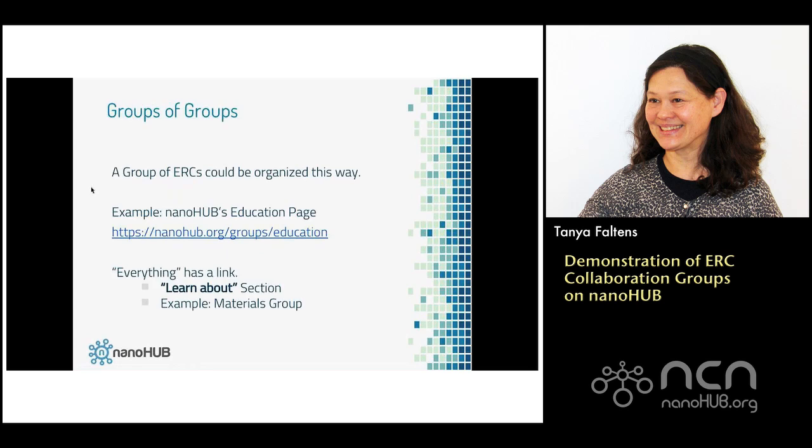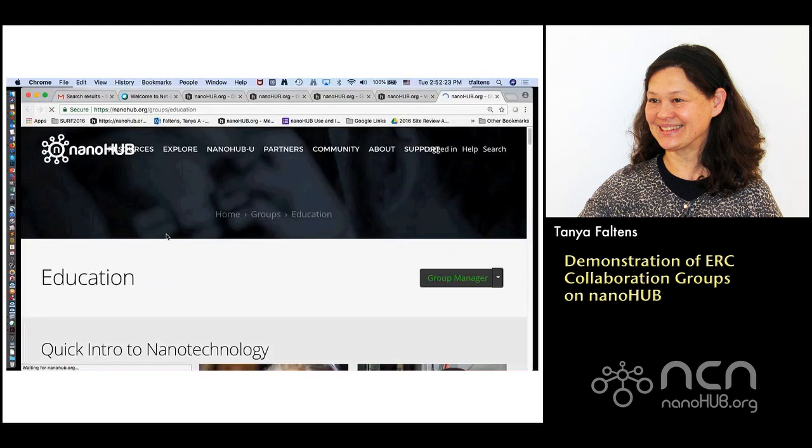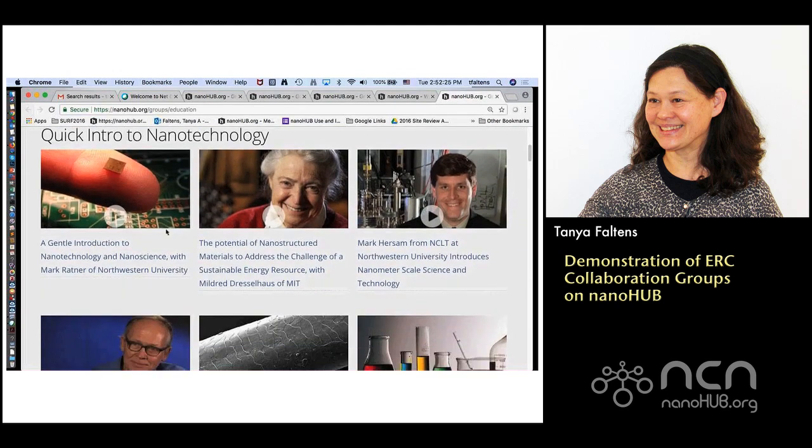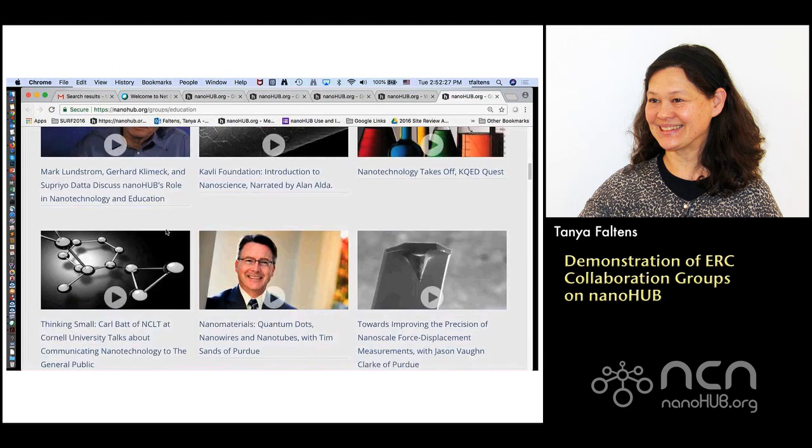Let's see, so the forum, the wikis. And then I want to present the idea that we can have a group of groups because there are lots and lots of ERCs, and we have an education page that's formatted as a group of groups. Instead of having all of the ERCs listed in a long, infinite list where you have to scroll forever, you might consider a different layout, such as a table, the way we've done it with our education page.